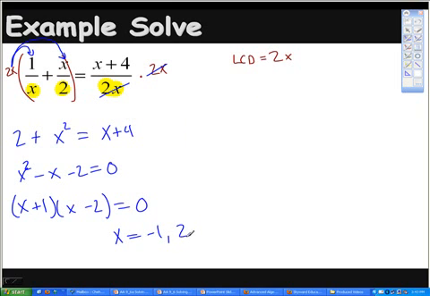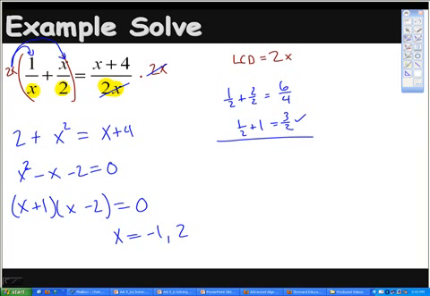Let's check those back up here. Let's try the 2 first. If I plug in 2, I have a half plus 2 over 2 equals, let's see, 2 plus 4 is 6 over 2 times 2 is 4. A half plus 1, is that equal to, reduce that down, 3 halves? Well, yeah, a half plus 1 is 3 halves, so the 2 checks.